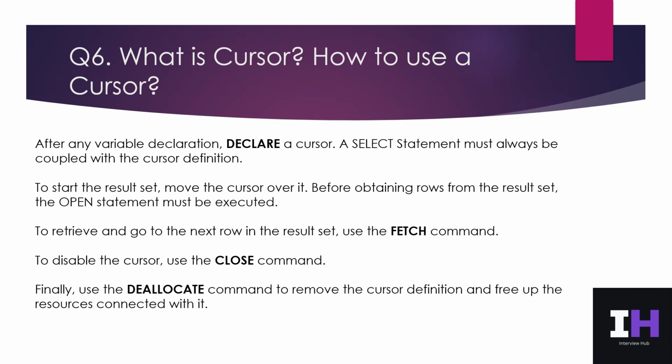To retrieve and go to the next row in the result set, use the fetch command. To disable the cursor, use the close command. Finally, use the deallocate command to remove the cursor definition and free up the resources connected with it.